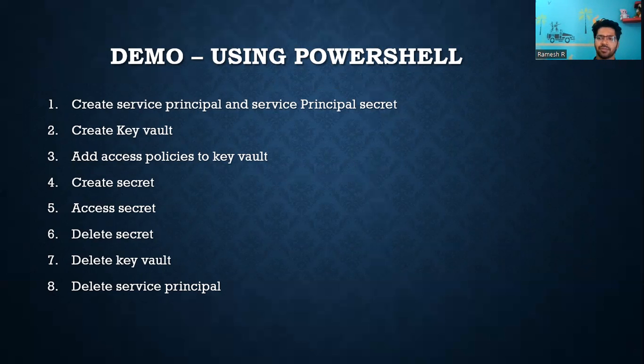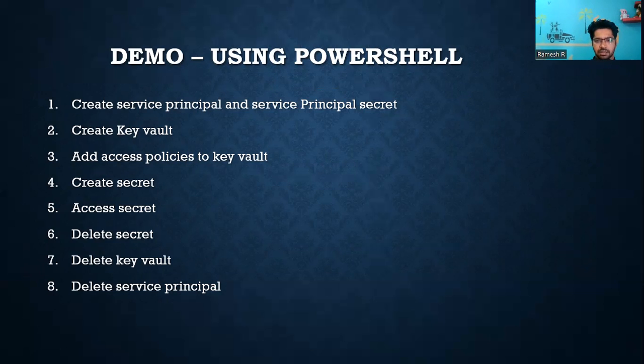There are three parts here in this demo using PowerShell. The first one is creating a service principal to add access policies to KeyVault. The second part is creating the KeyVault, creating secrets there, then accessing the secrets. Third is deleting whatever we have created. As this is a demo, we are doing the three parts, but in real time we'll be creating the KeyVault, then validating the access after creating the secrets inside the KeyVault.